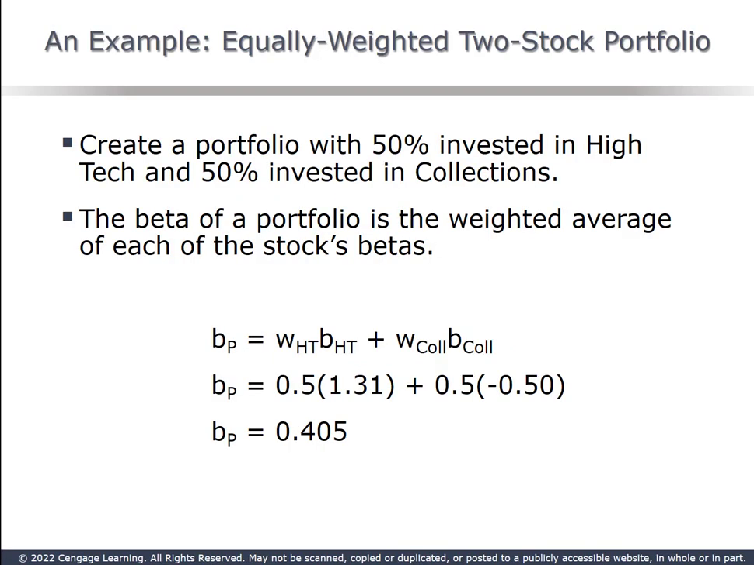Let's work through an example of a portfolio beta calculation. Continuing our sample portfolio of 50% high-tech, 50% collections. High-tech's beta 1.31, collections beta minus 0.5. So the beta of the portfolio, 0.5 times 1.31 plus 0.5 times minus 0.5. Beta of the portfolio, 0.405.